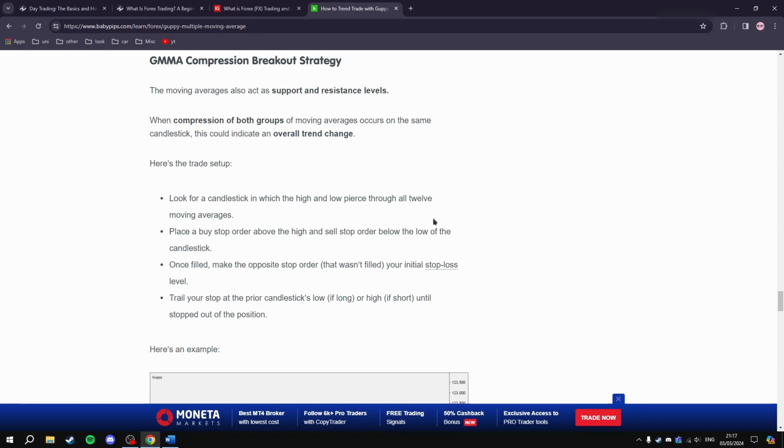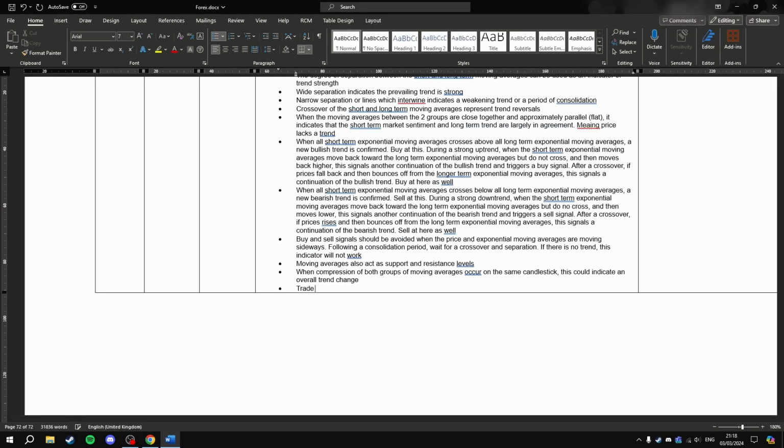So the GMMA compression breakout strategy. The moving averages also act as support and resistance levels. When compression of both groups of moving averages occurs on the same candlestick, this could indicate an overall trend change. Here's the trade setup.